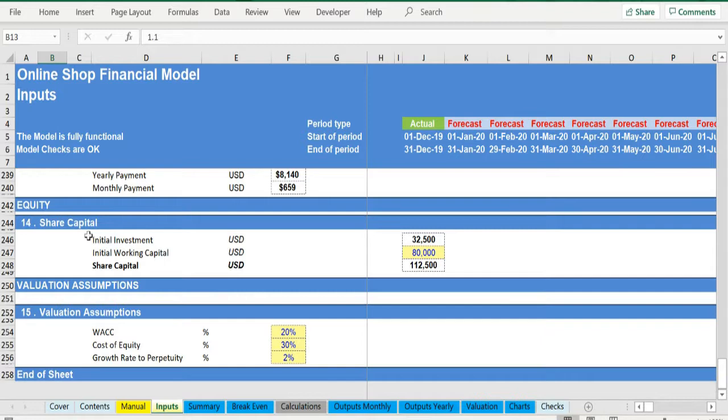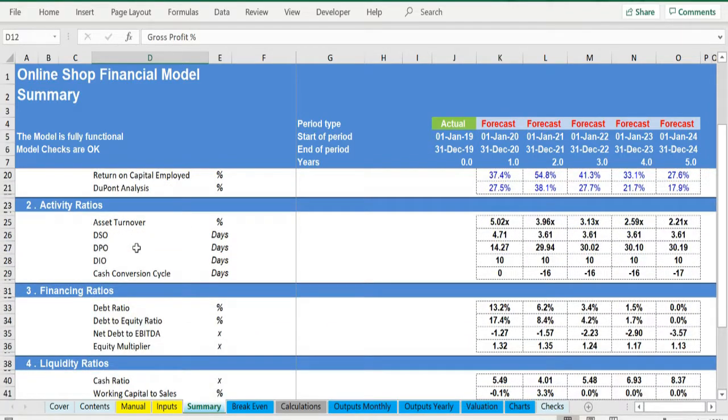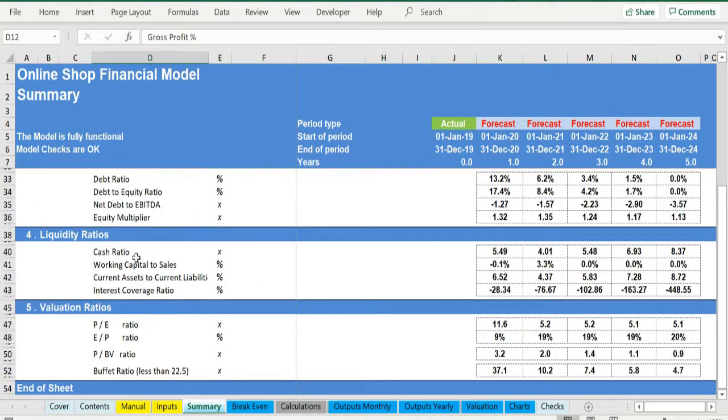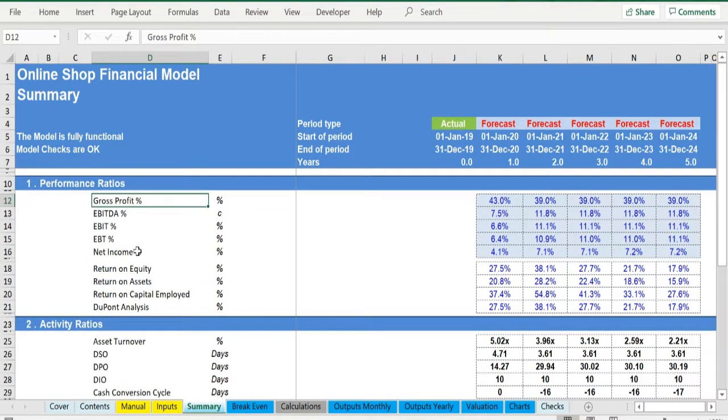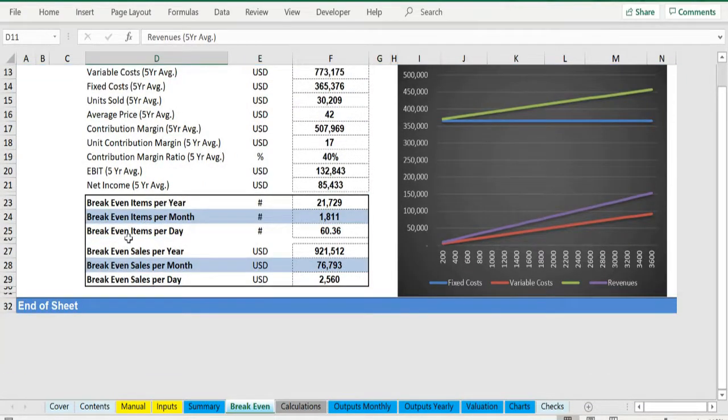In the Summary tab you are able to see a high-level report with the main financial and accounting ratios. It can be readily printed on one page for your convenience. Another useful tab is the break-even analysis, where you can see the items needed to be sold every day and their dollar value in order to break even.